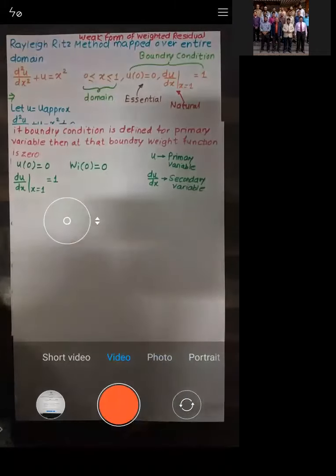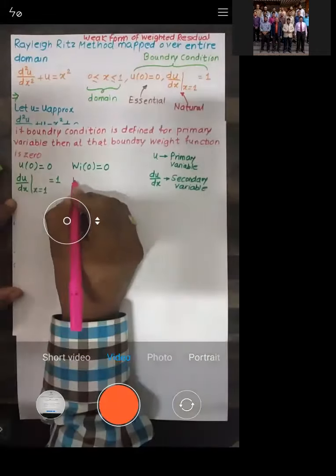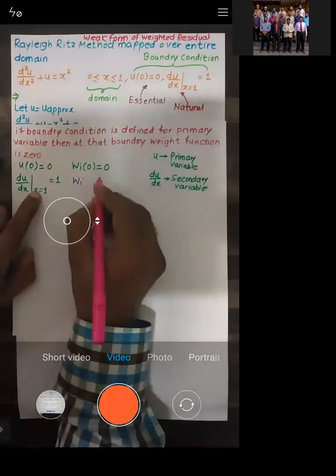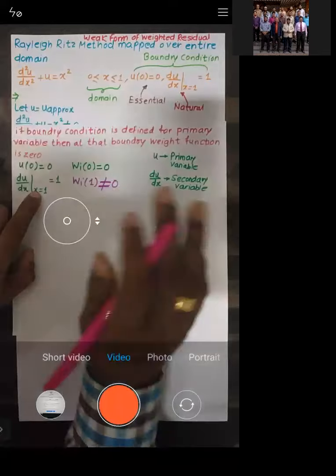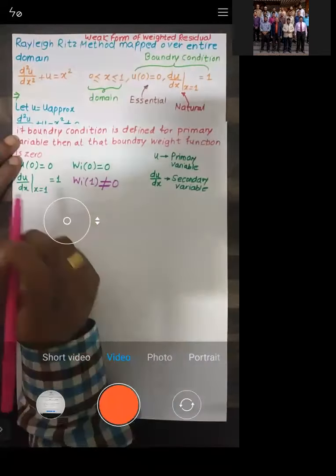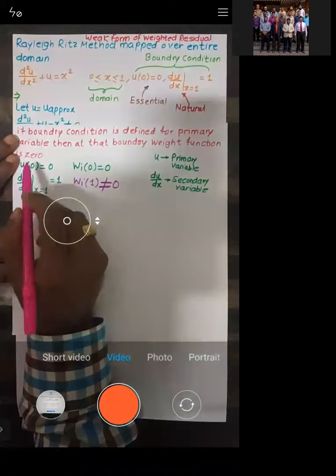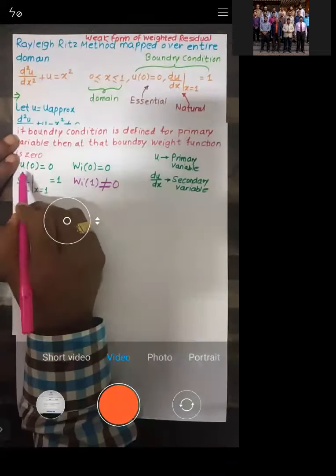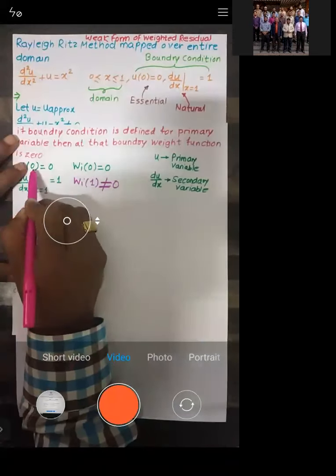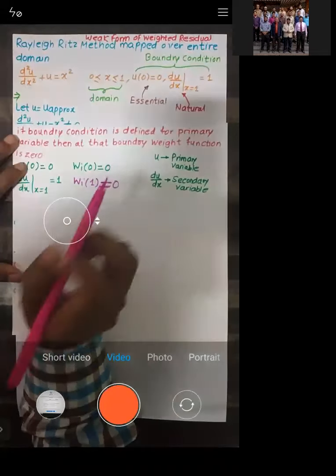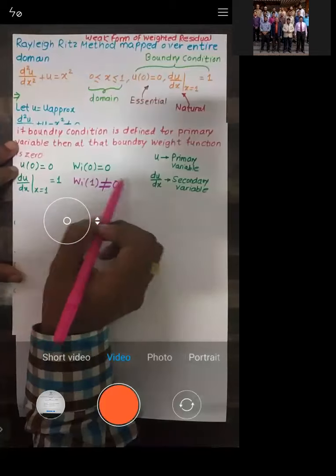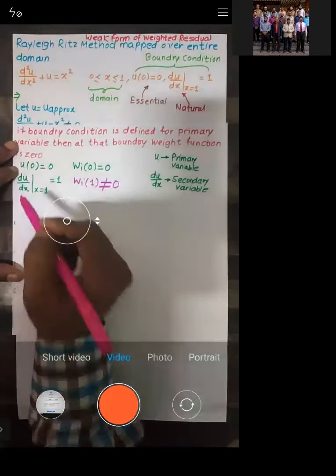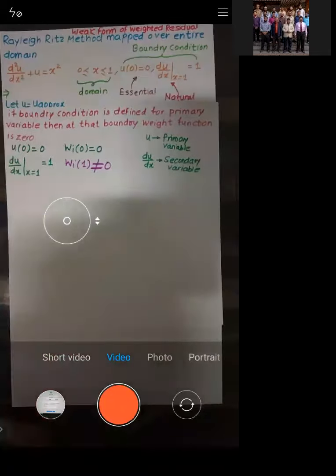I will just highlight that. So the weight function at x equal to 1 will not be equal to 0, because this is in terms of du by dx, and this is in terms of u. So if the boundary condition is in terms of u, then at that boundary, that is x equal to 0, the weight function is 0. At x equal to 1, the weight function is not equal to 0, because this is in terms of du by dx. Is it okay? Yes, sir.